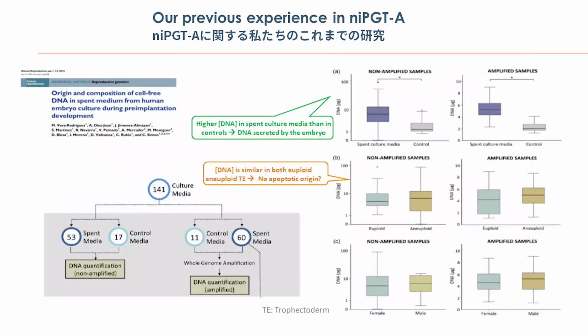So let's start with the first publication, which was the proof of concept. In this publication, we were comparing the results of media in contact with the embryo compared to control drop media that has never been in touch with the embryo. We observed a higher concentration of DNA in the culture media than in the controls, making us think that the DNA was secreted by the embryo, because we observed higher concentrations both before amplification and after amplification.